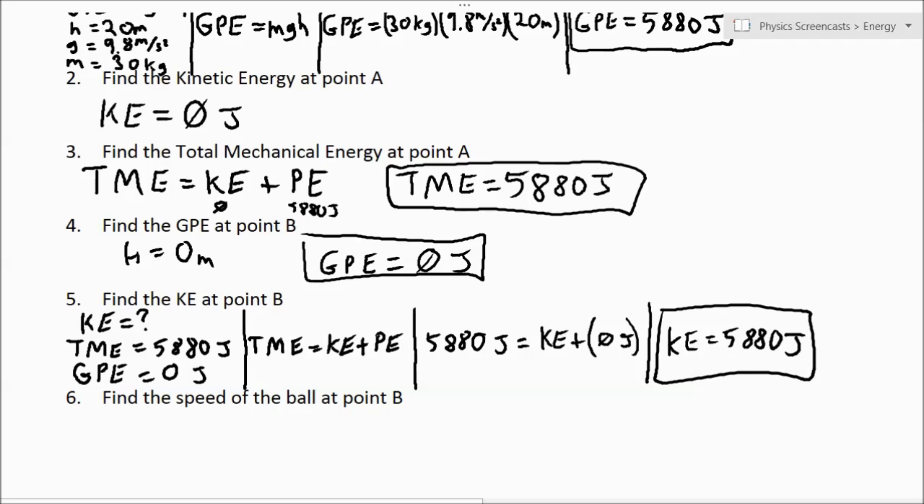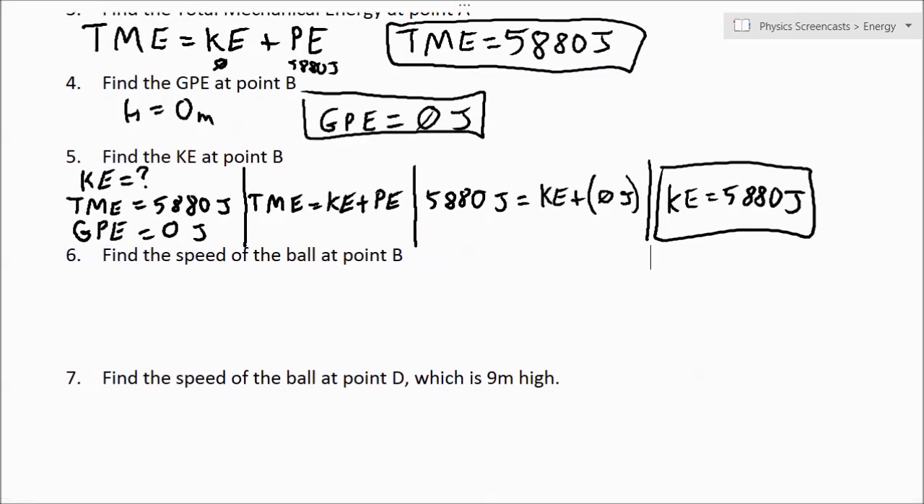Now we didn't have to do all that work because we know that as potential energy decreases, kinetic energy will have to increase because the total mechanical energy will always stay the same. So in this case, the potential energy went down to 0, and so that means the kinetic energy had to go all the way up to whatever the total mechanical energy is.